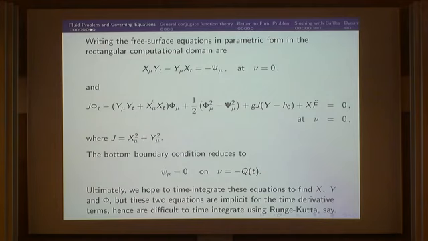Now we've used this conformal mapping, ultimately what we want to do is integrate these equations. These are both time-dependent equations, you see the time-dependent terms in there. We want to integrate those forward in time and find what x, y, and phi are and how they evolve in time. But that's difficult because if you look at these two equations, the time derivatives are implicit. So you have a y of t and an x of t term on the left-hand side, and here you have a phi of t term, but then you have an x of t and a y of t term here, which makes just using your favourite time integrator such as Runge-Kutta a little bit difficult.